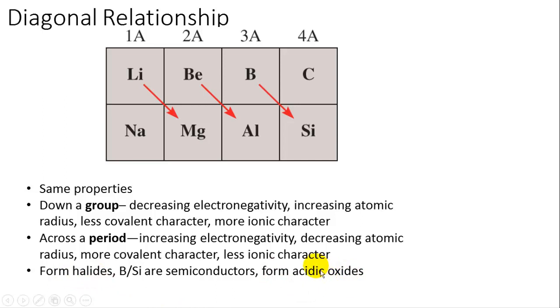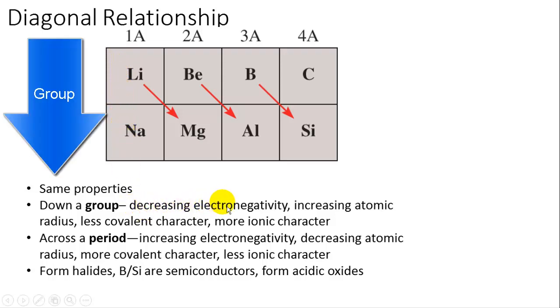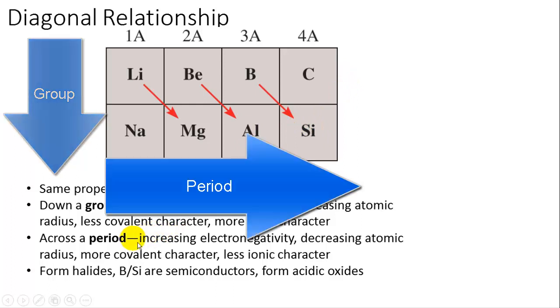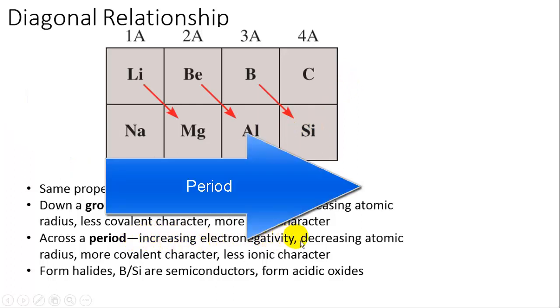One of the relationships that happens because of this diagonal relationship has to do with trends in the periodic table. If you go down a group in the periodic table, you're experiencing decreasing electronegativity, increasing atomic radius, less covalent character, and more ionic character. If you're going across a period in the periodic table, you're experiencing increasing electronegativity, decreasing atomic radii, more covalent character, and less ionic character.